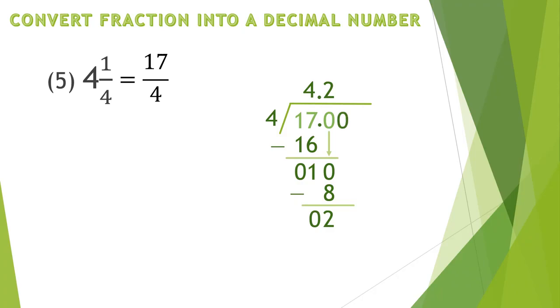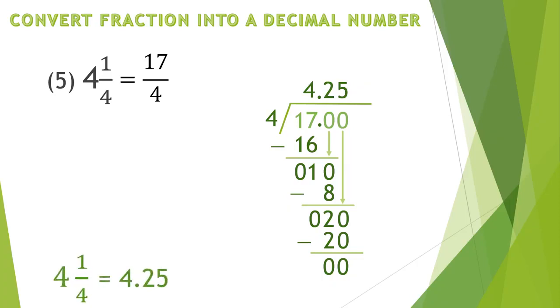So continue adding zeros to the dividend and divide till you get the remainder equal to 0. So add one more 0 in the hundredths place in the dividend. Now bring down that extra 0 and divide 20 by 4. How many times? 5 times, because 4 5s are 20. So write 5 in the quotient above the line and subtract 20 minus 20. We get 0 as remainder. So stop here. Hence the quotient is equal to 4.25. So the decimal value of 4 1 upon 4 is equal to 4.25.